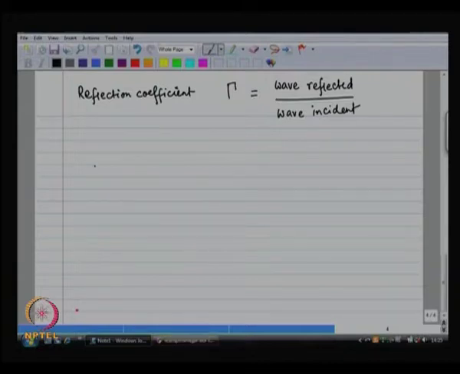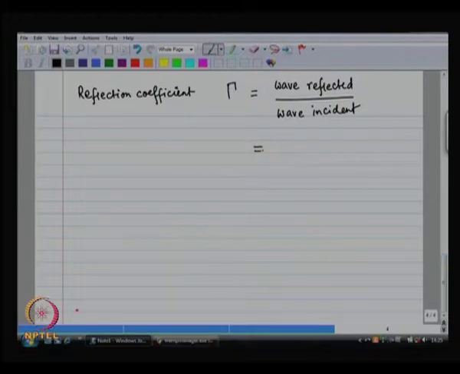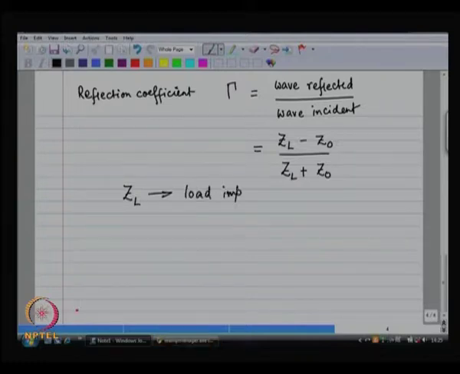All right. Now, it so happens, this is where I am just going to grab something from future of this course and utilize it right here. It so happens that this gamma is going to be equal to ZL minus Z naught by ZL plus Z naught. Here ZL of course is the load impedance, Z naught is the characteristic impedance of the transmission medium.